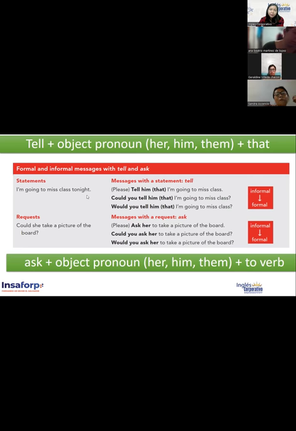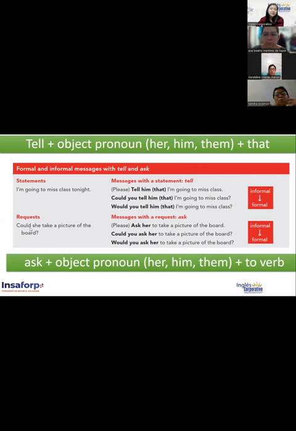Would you tell him that I'm going to miss class? And we go from informal to formal. If you just say tell him, it's informal. If you ask, could you tell him that I'm going to miss class? It's a little bit more formal. And very formal is, would you tell him that I'm going to miss class? Now, this is for the statements.